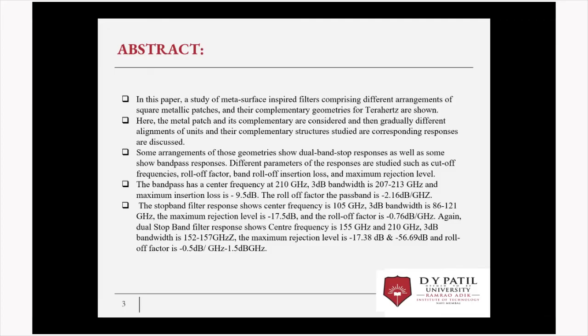And some response which we have got are the dual bandstop filter, which has center frequencies of 155 gigahertz and 210 gigahertz, with a 3 dB bandwidth between 152 gigahertz and 157 gigahertz. The rejection levels we got in the graph were minus 17.38 dB and minus 56.69 dB, and the roll-off factor was minus 0.5 dB per gigahertz to 1.5 dB per gigahertz.